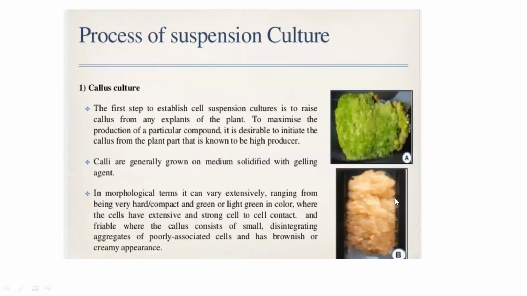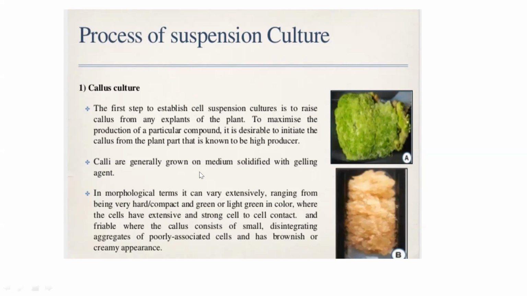Callus culture, we have already seen how to set up. You can take it from any explant. One thing is you need to maximize the production of a particular compound. You have to initiate the callus from the plant part that is going to be the higher producer. For example, for vincristine, they have shown that the stem has a higher concentration of this alkaloid when compared to the leaf. In that case, if you use a leaf explant for callus, you may not get a higher amount. So you must know which part of the plant produces the maximum yield of that particular drug, and then use that part as an explant to raise the callus.